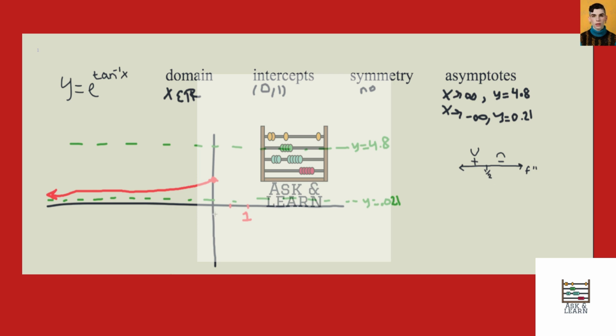And on the other side, as x values approach infinity, y is going to approach this asymptote. So we're going to keep increasing, concave up until we hit the half, and then we're going to switch to concave down and approach this asymptote here.